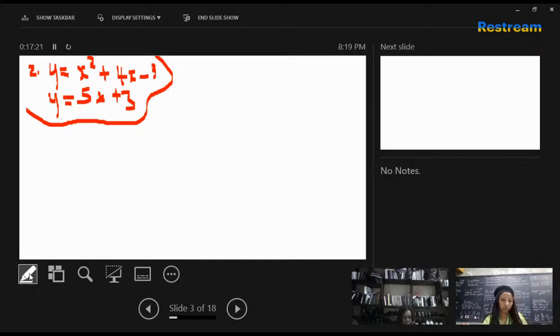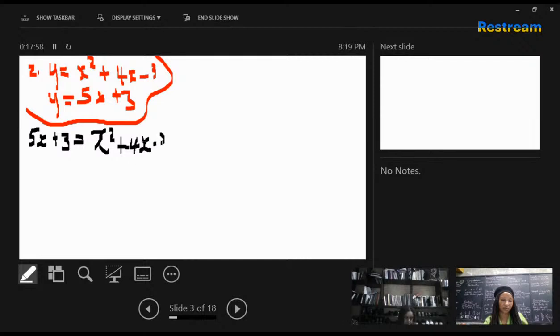So we would put 5x plus 3 is equal to x squared plus 4x minus 3. So we're equating them. Since this is the value of y, we're substituting this where y is here, so that will be equal to x squared plus 4x.